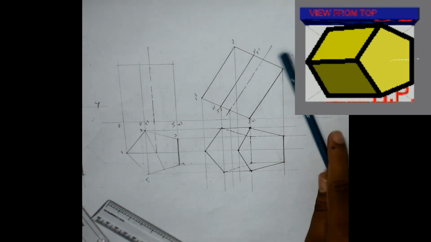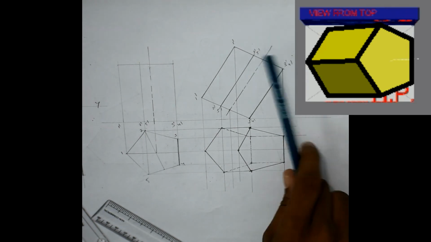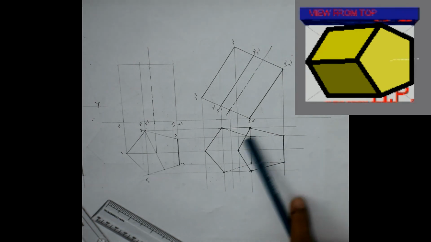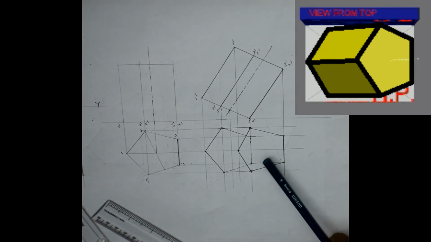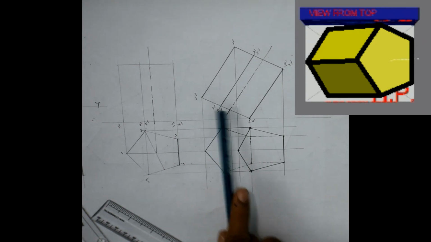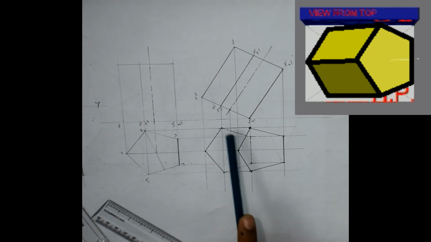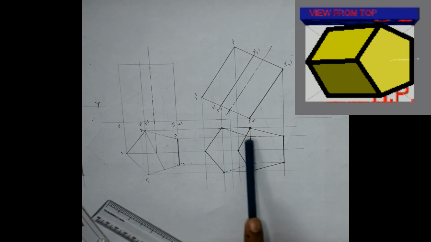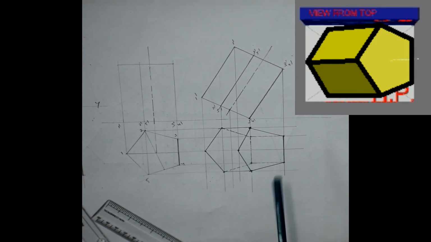So actually, as only this base is visible from the top, we have drawn this pentagon here, a little contracted pentagon, but only two base edges were available from the top. That is why I have drawn these three lines as dashed lines.